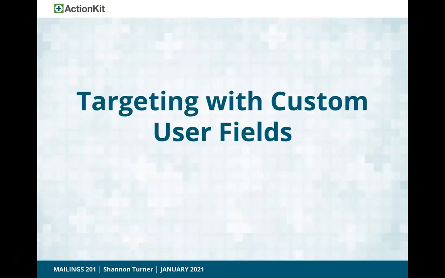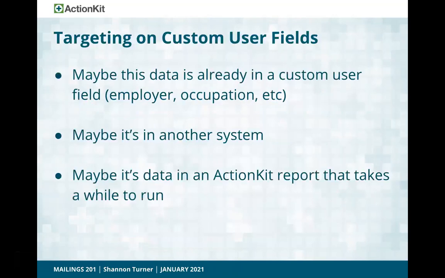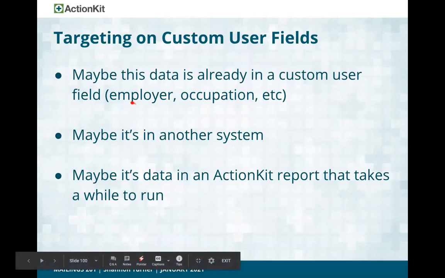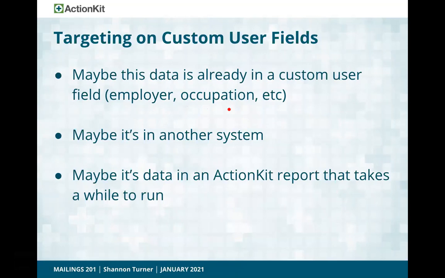As promised from earlier, now I'm going to show you how you can use custom user fields to target your mailings. If you're fundraising with ActBlue, chances are you already have data on a person's employer or occupation in ActionKit, but maybe you have other information about this person in another system that you'd like to store in ActionKit. And a custom user field would be a very good place to put that.